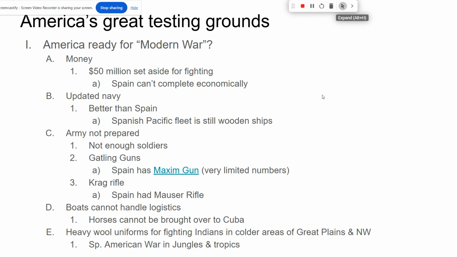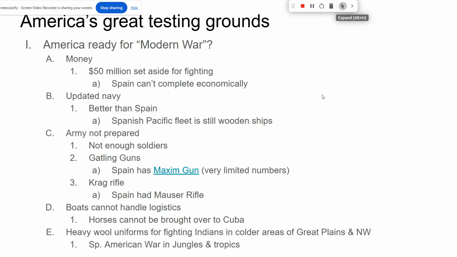So when the war broke out, the boats couldn't handle bringing over the horses or the heavy artillery for the most part. And this became a problem. The U.S. Army actually had to hire private boats to bring over men and equipment to Cuba, which was a slow process that meant that not everything was actually brought over when it needed to be.